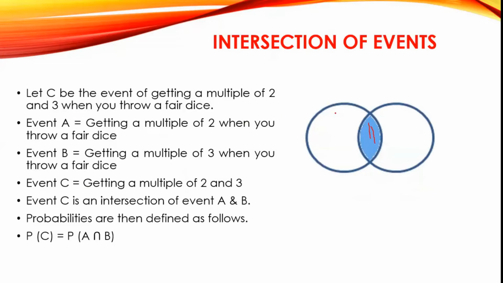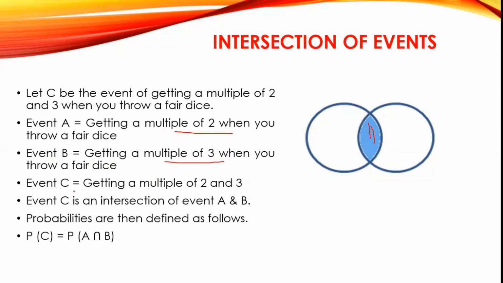Let's see the event of getting a multiple of 2 and 3 when you throw a fair dice. I'm thinking that C is the event of getting a multiple of 2 and 3, that is 6. So event A is getting a multiple of 2 when you throw a fair dice. What is a multiple of 2? 2, 4, 6. Event B is getting a multiple of 3: 3, 6. So event C is getting a multiple of both 2 and 3, that is 6.